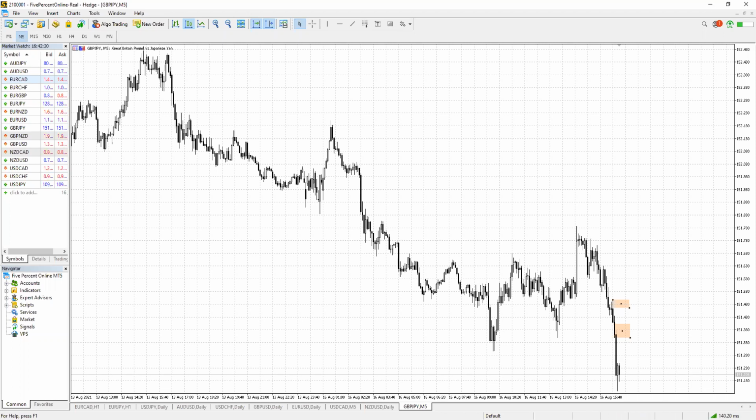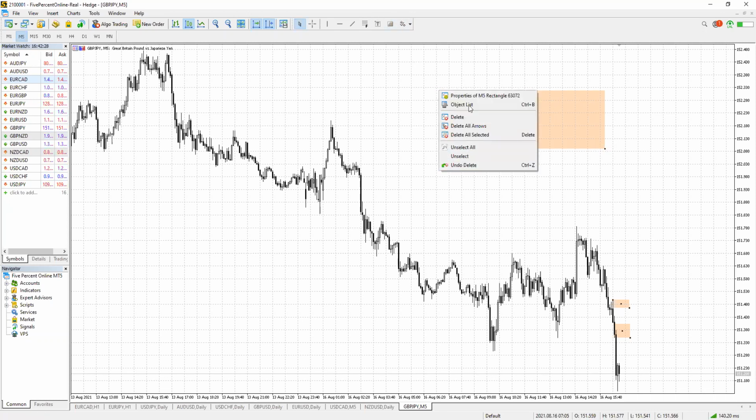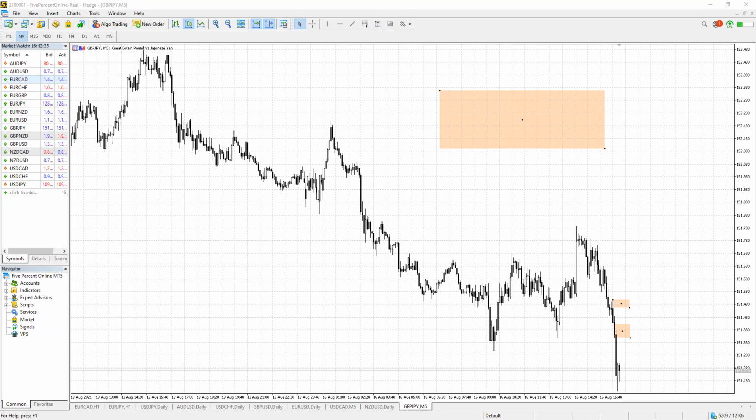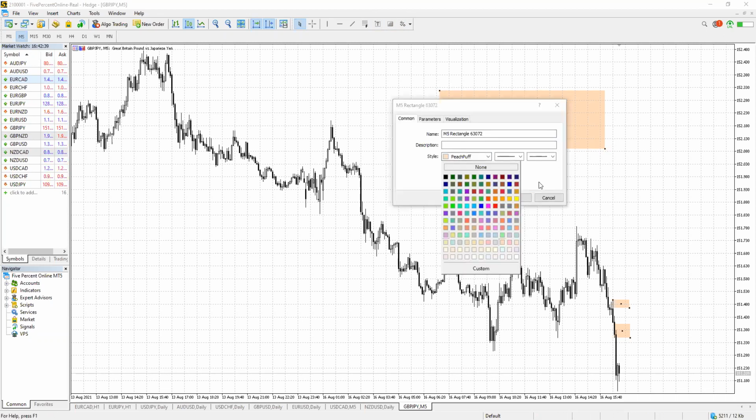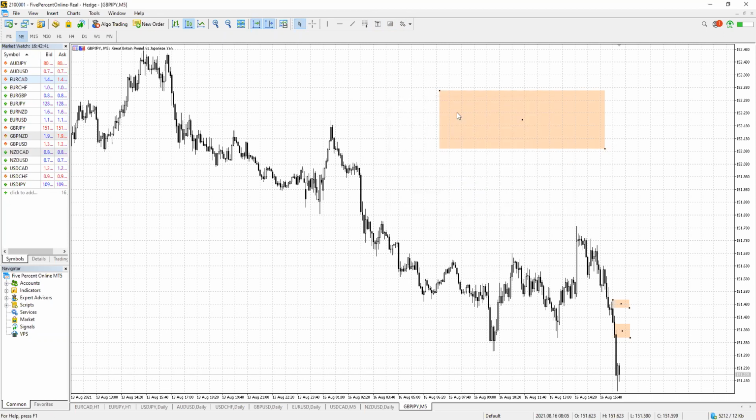Bob, how do I draw the color rectangles to indicate supply and resistance? It's just a simple rectangle. You have it here on your platform, and then you can change the colors. If you go to properties, yeah, properties, you can select the color you want. So it's a simple object.